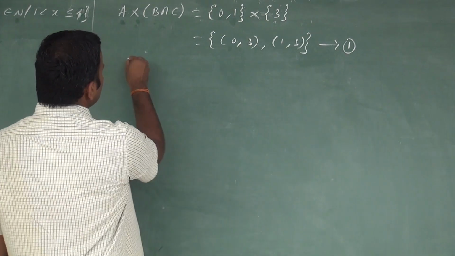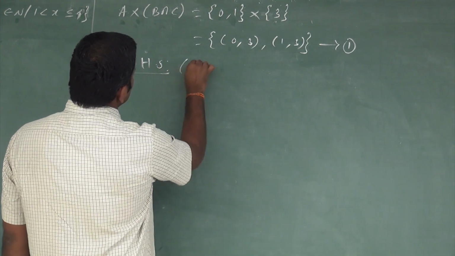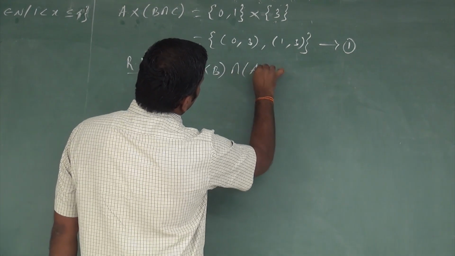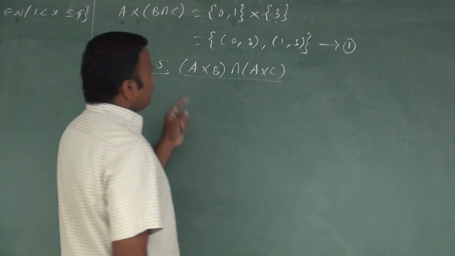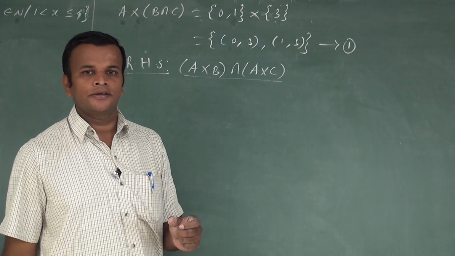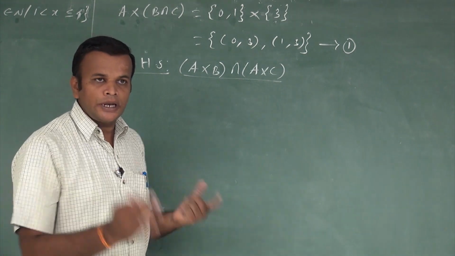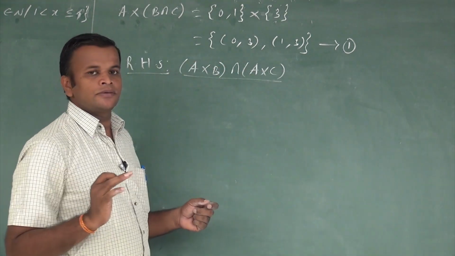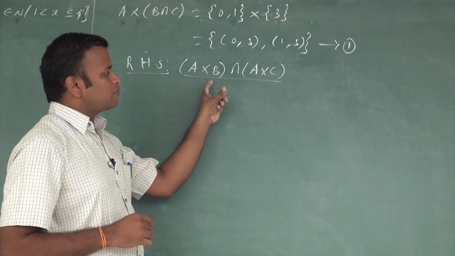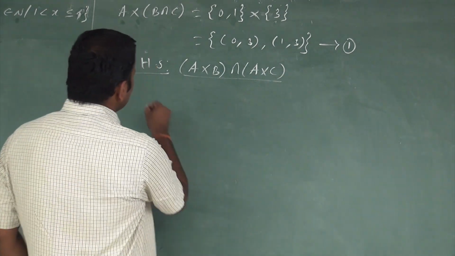So now we will take the RHS, the right hand side. What is the value of the right hand side? It is A cross B intersection A cross C. First we find the Cartesian products A cross B and A cross C, because we need the intersection of these two sets. So first we find the unknown sets. What are the unknown sets? One is A cross B and another one is A cross C.